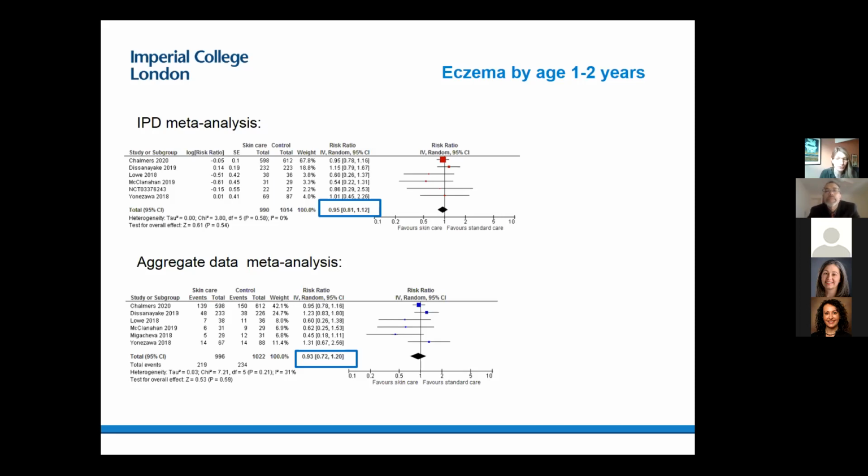Now, as shown in the bottom figure, in the aggregate data analysis, when we take out the Skjerven trial, this does not alone explain the statistical heterogeneity. After excluding Skjerven, the aggregate data meta-analysis pooled treatment effect gives a relative risk of 0.93 with a confidence interval from 0.72 to 1.28. And we still have an I-squared of 31%.